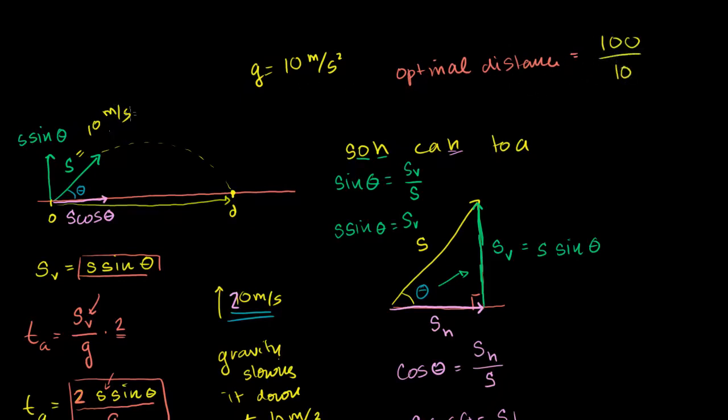And if you square meters per second, you get meters squared per second squared, divided by the acceleration of gravity, meters per second squared. The second squares cancel out. You have a meter squared divided by meters. You're left with your optimal distance being 10 meters. Pretty neat.